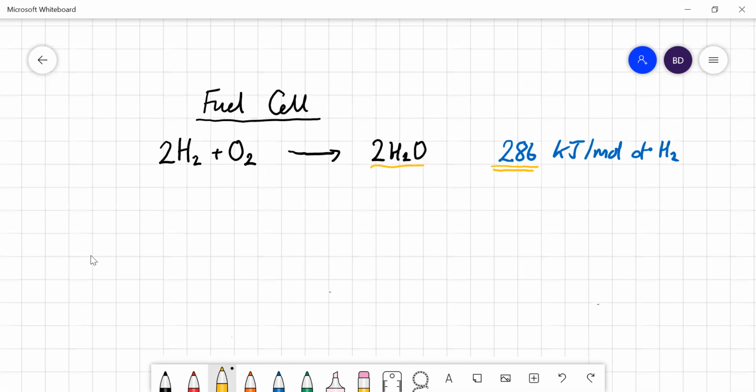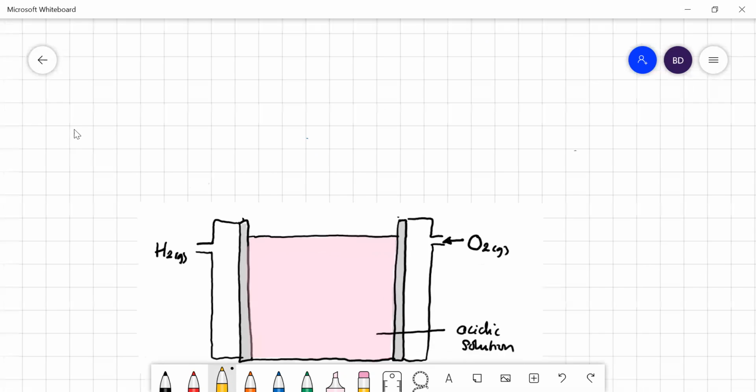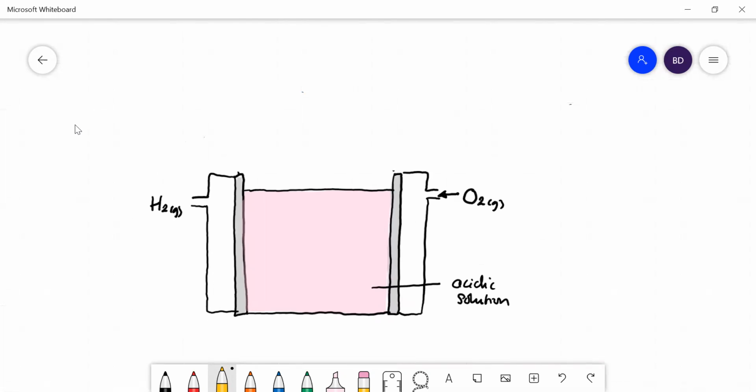It does say in the specification you do need to know the half equations. That's quite difficult. It's really A level rather than GCSE, but because it says you need to know it, we'll go through it.